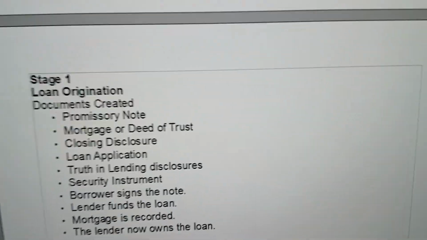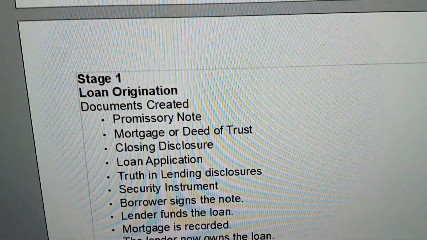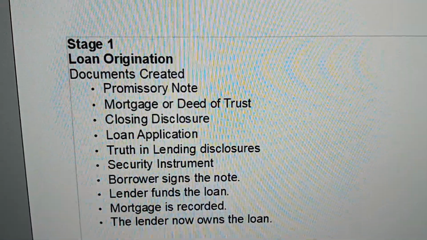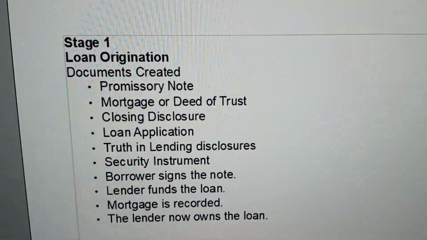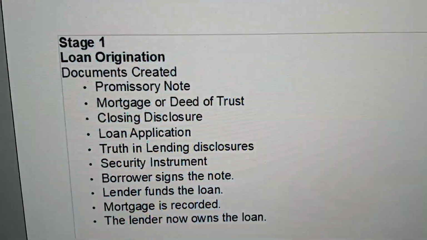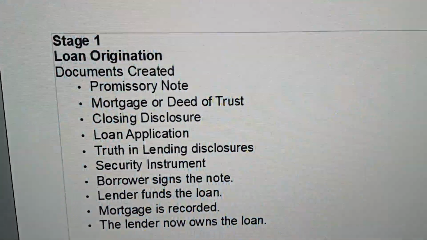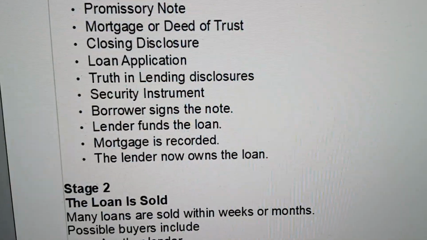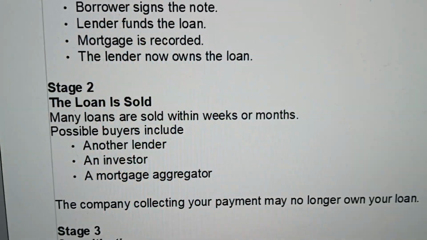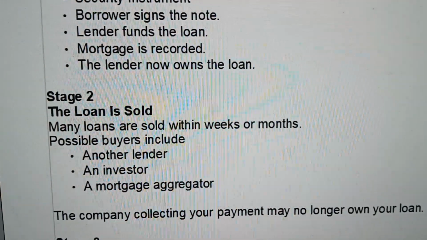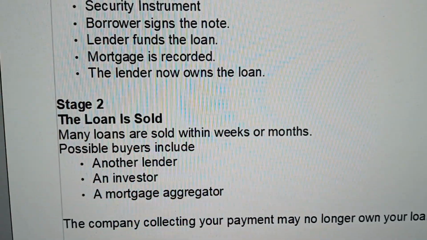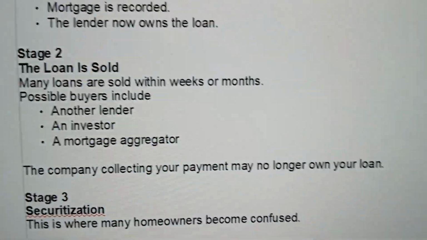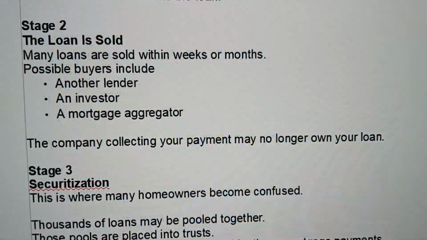So stage 1 is your loan origination, when the documents were created: your promissory note, your mortgage or deed of trust, your closing disclosure, your loan application, truth in lending disclosures, the actual security instrument. Borrowers sign the note, lender funds the loan, the mortgage is recorded, the lender now owns the loan. Stage 2, the loan is sold. Many loans are sold within weeks or months. Possible buyers include another lender, an investor, or a mortgage aggregator. The company collecting your payment may no longer own your loan.